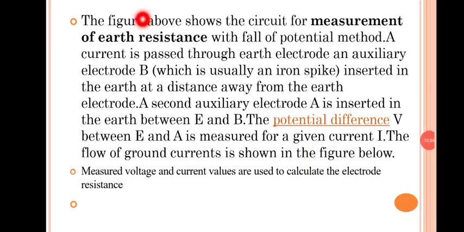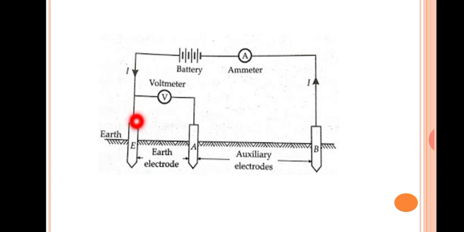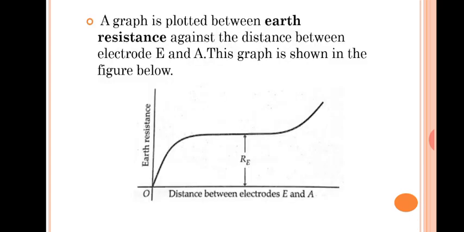Here the figure shows that this is an earth electrode and this is an auxiliary electrode. We put a voltmeter here and an ammeter to this earth electrode B. If you measure the voltage across this, this will be V, and this will be the current I which circulates through the earth and B electrode. This A electrode can be moved from E to B, and this change in the earth resistance can be obtained.